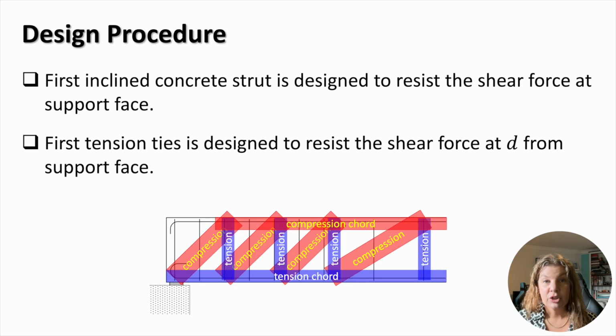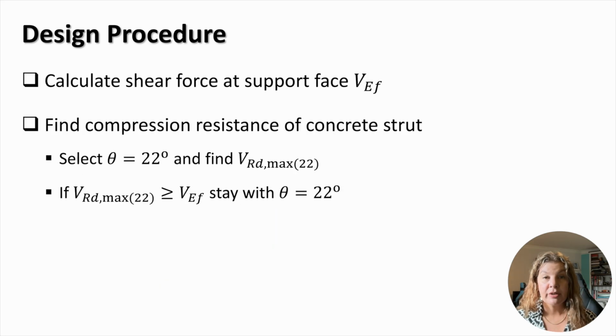In the truss model, the shear force is resisted by the inclined compression struts and vertical tension ties. Since the shear force is largest at the support, and the support is a physical object like a column which has physical dimensions, only the first concrete strut is designed to resist the shear force at the support face. Since the first tension tie is located at least at the distance d from the support, it is designed to resist the shear force corresponding to this location. The procedure for shear design starts with calculating the shear force at the face of the support VEF.